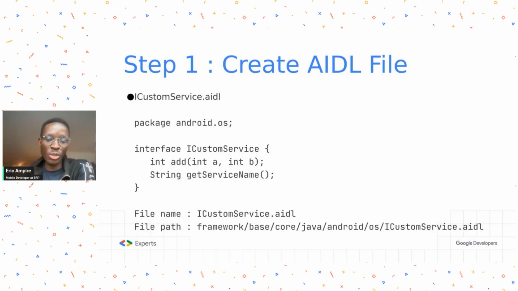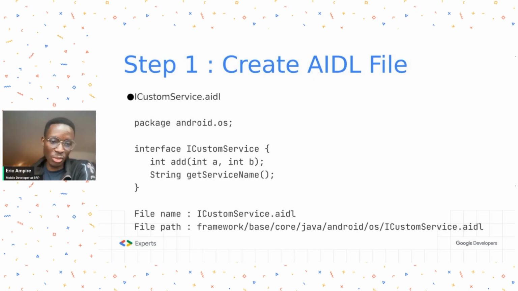So let's say here I want to create a custom service. The first thing I need to do is to create an ICustomService.idl. You can create this file in Android Studio. You just have to make sure that this file is in the package android.os, right? And it's basically the same syntax as the Java programming language.